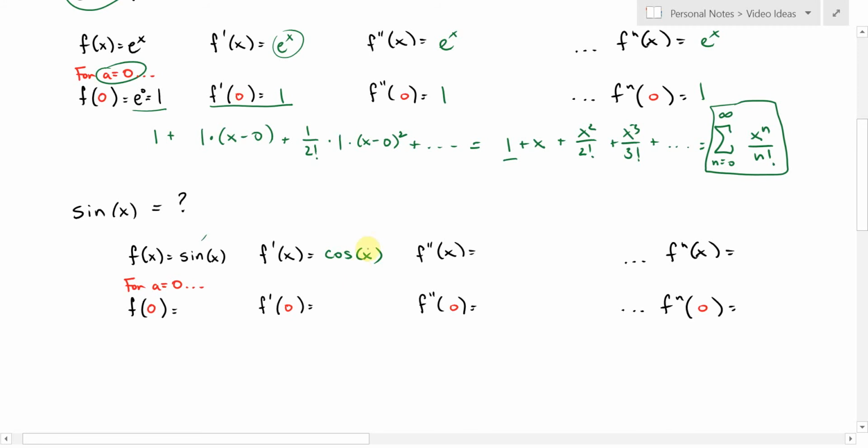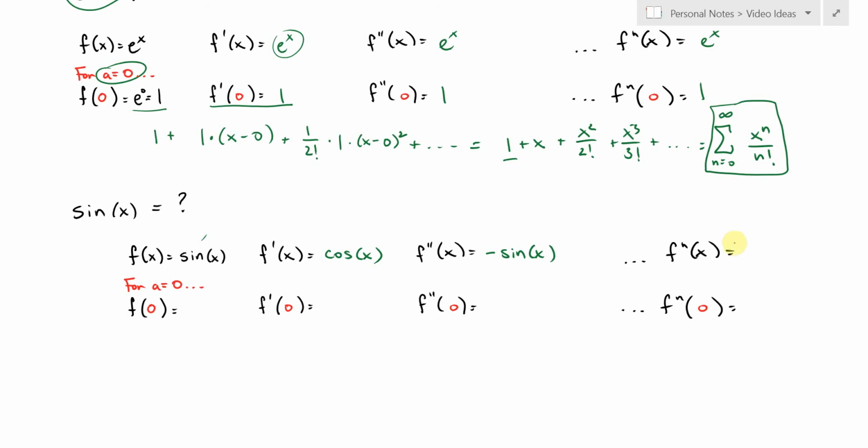Then if you take the derivative again, you get sine of x again, but with a minus sign. So it's minus sine of x. Then you take the derivative again, you get minus cosine of x. And in general, f to the n of x, the nth derivative, depends on whether n is even or odd. And in fact, it depends on more than just that. It depends on whether n is congruent to 0, 1, 2, or 3 modulo 4, what the remainder is when you divide by 4.